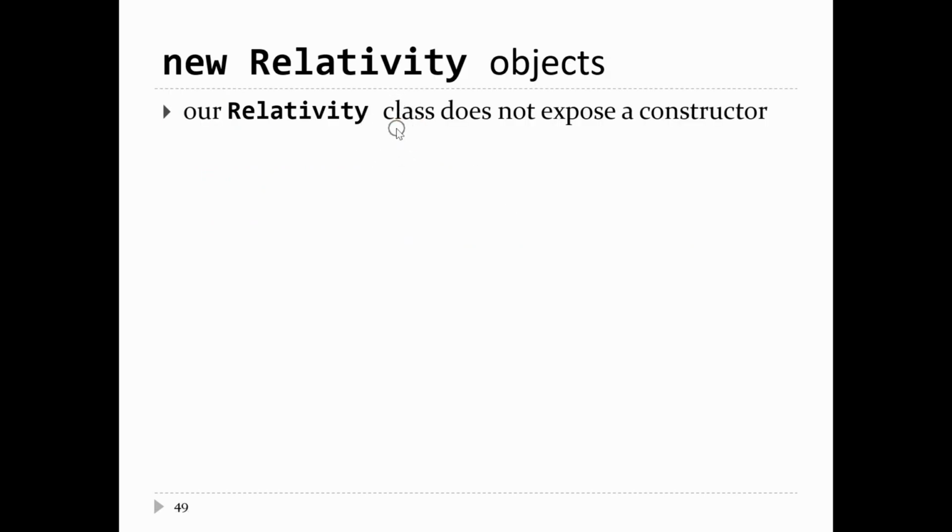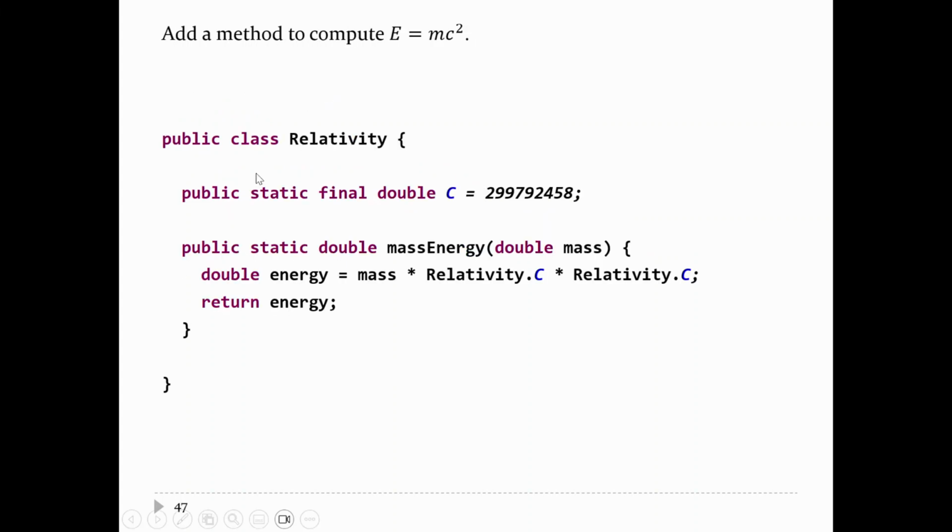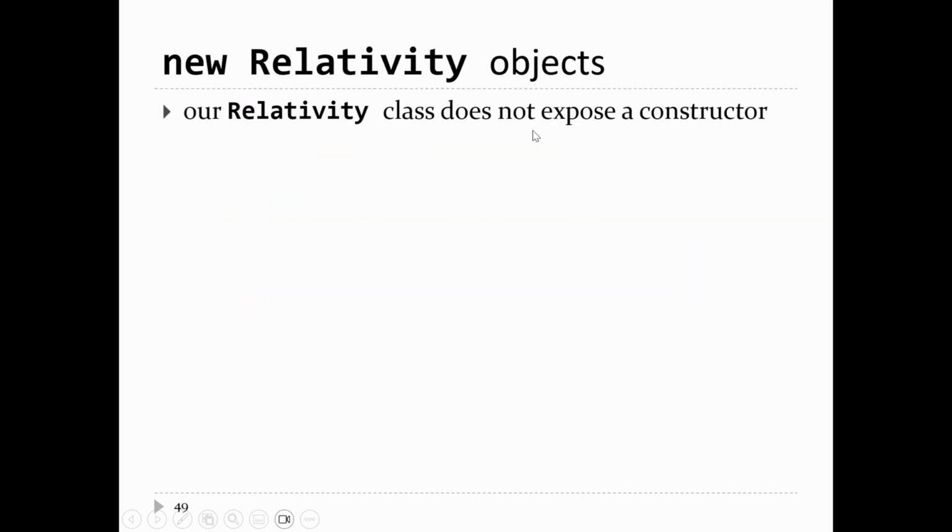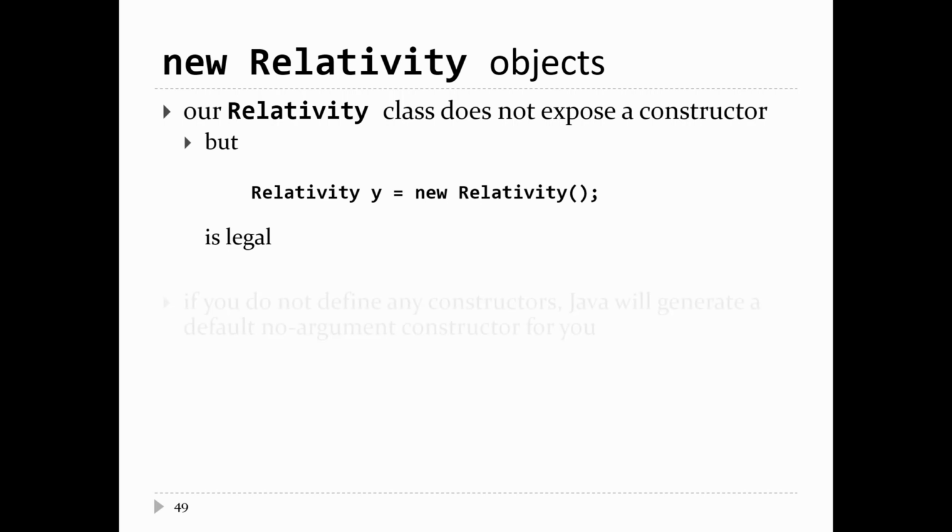Okay, our relativity class does not expose a constructor, right? So go back to the class. That's our class as it stands right now. There's no constructor, and that's good because we're not supposed to be making relativity objects. It's a utility class. Unfortunately, you can, at this point, write that piece of code and everything will work just fine. So you can, in fact, make a relativity object, which we don't want to let happen.